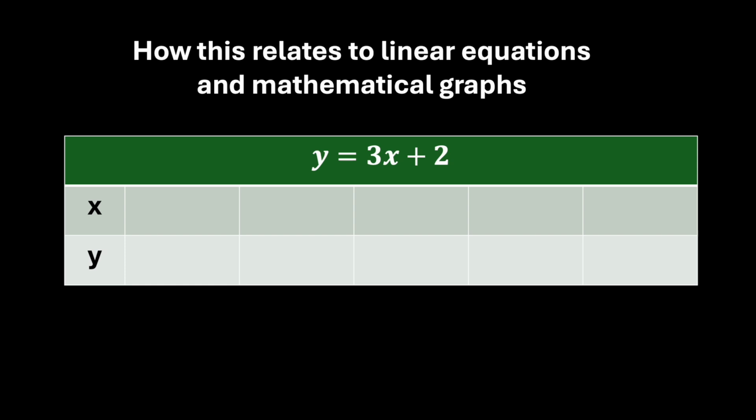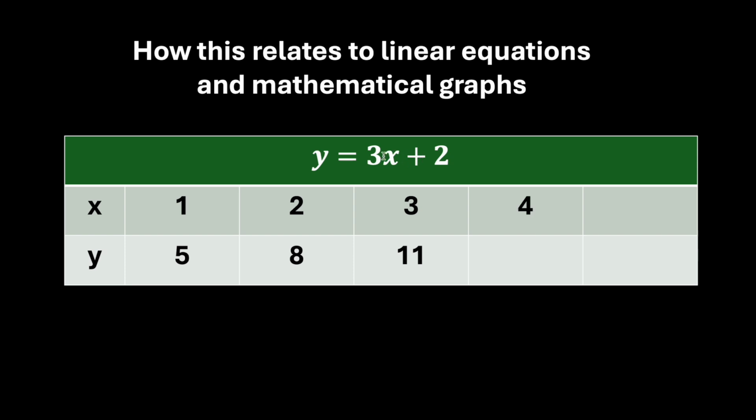And when we go through and we create this table here, we start with x equals 1 and we find out what y equals. So if x is 1, that's 3 times 1, which is 3, plus 2, so y is equal to 5. And then we go through, x equals 2. 3 times 2 equals 6, plus 2, which is 8. If x equals 3, 3 times 3 equals 9, plus 2 equals 11.